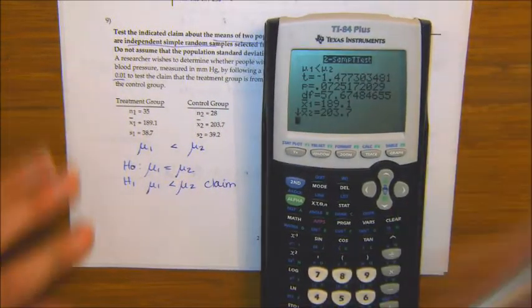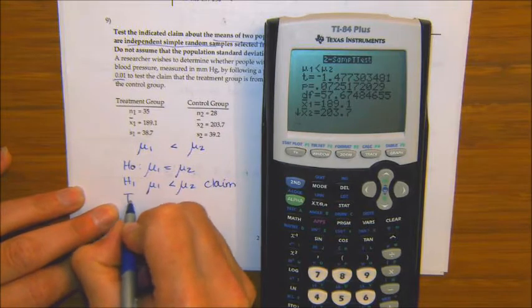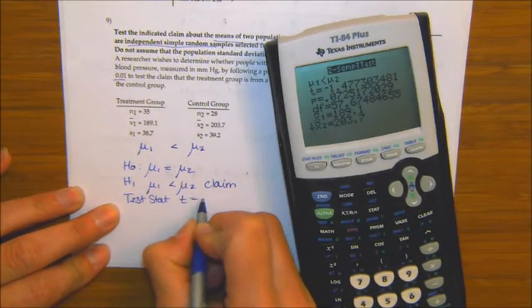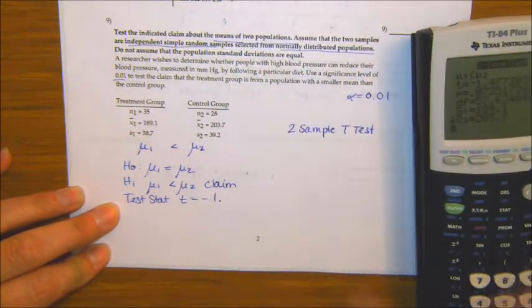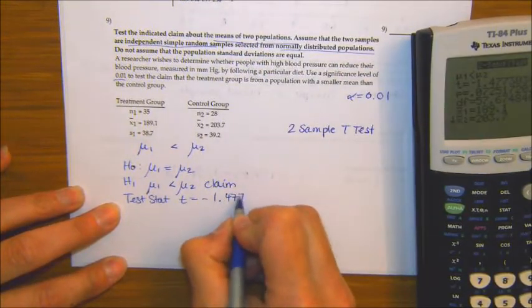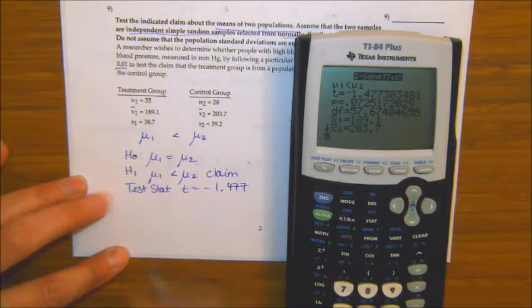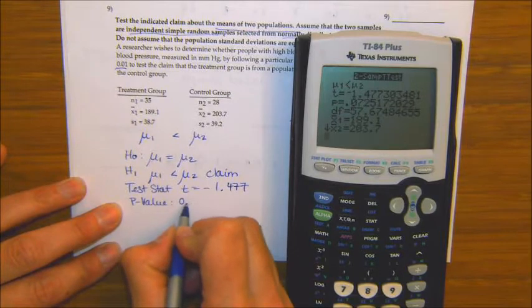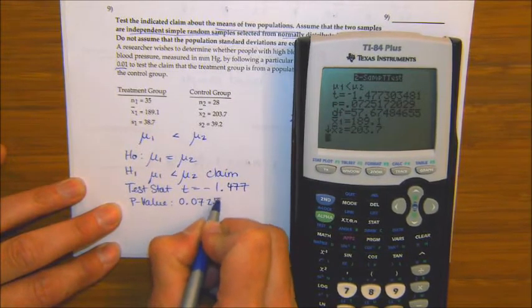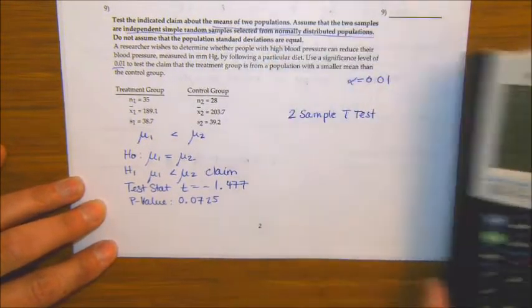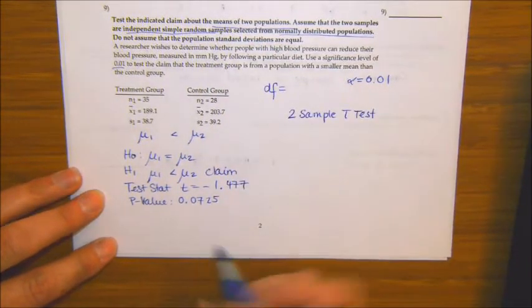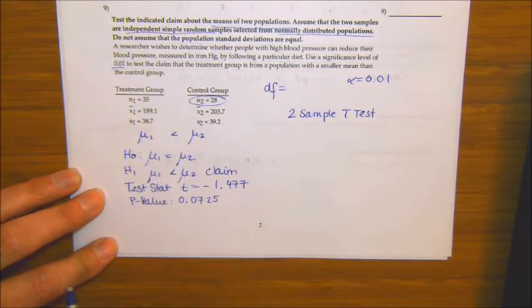Our test statistic is a t. So t is equal to negative 1.477. It's rounded to 3 decimals. Our p-value is the next one, which is 0.0725, rounded to 4 decimals. In our example, we use the degrees of freedom, and we use the smaller sample size, so it's 28 minus 1, so it's 27.